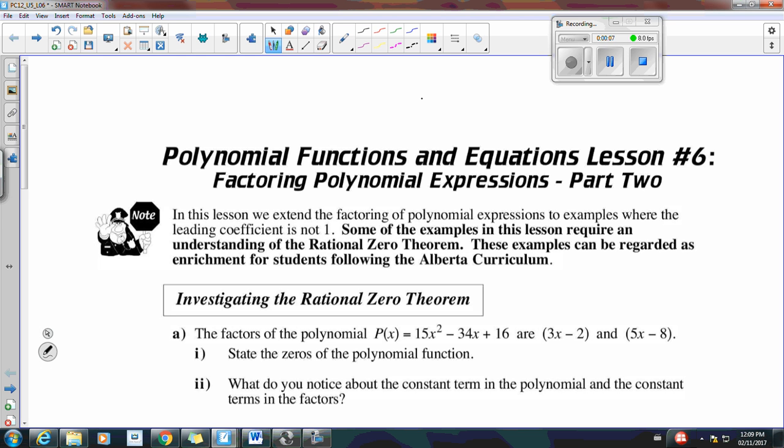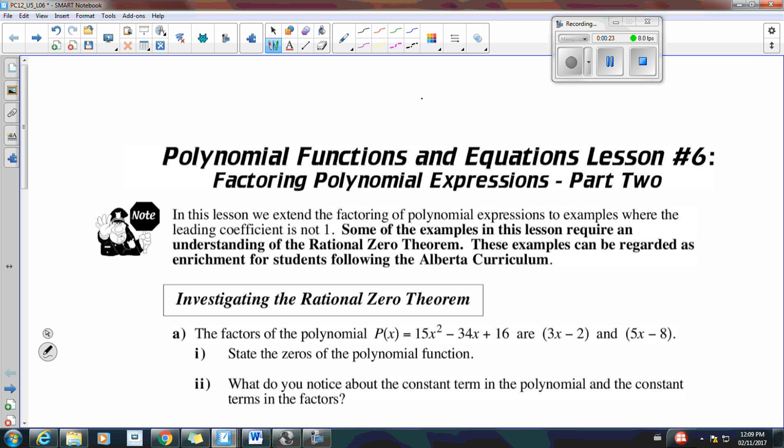Extension, so we're not going to do the whole thing. We're just going to do one of the examples. So in this lesson, we extend the factoring of polynomial expressions to examples where the leading coefficient is not 1. And it says these examples can be regarded as an enrichment for students following the Alberta curriculum.